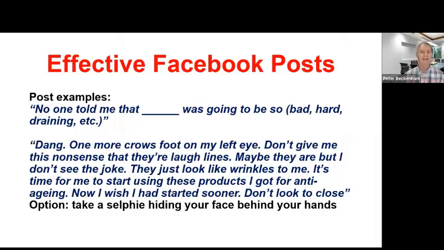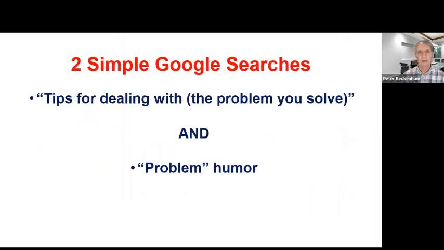Option there, again, take a selfie hiding your face behind your hands or something, right? So that's another way of creating a post and getting people to think, wow, what are these products that you're using, all right? But these are very simple ones, and these are text-based ones. I want you to realize that if you can mix text and images together, it's a much more powerful way to do it. So, as I promised, 2 simple Google searches.